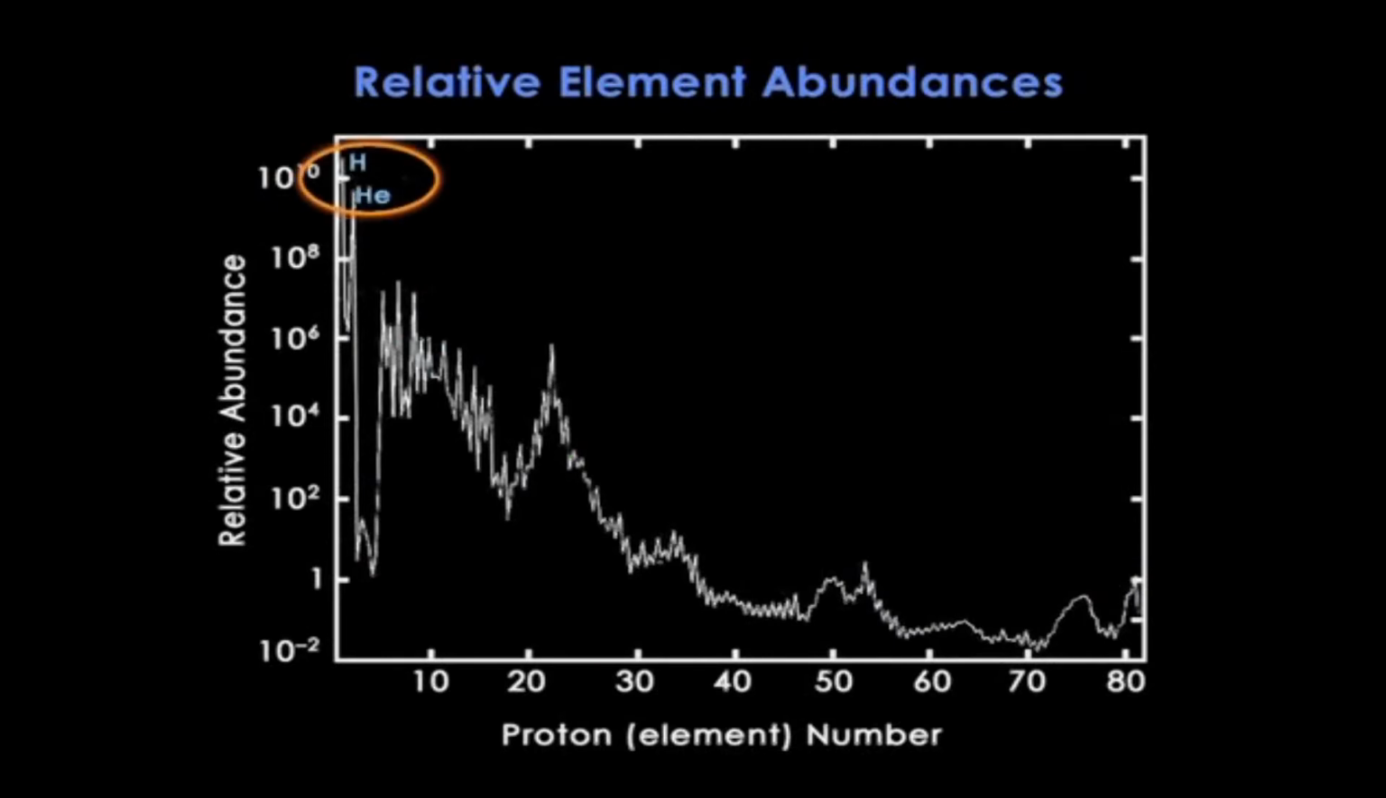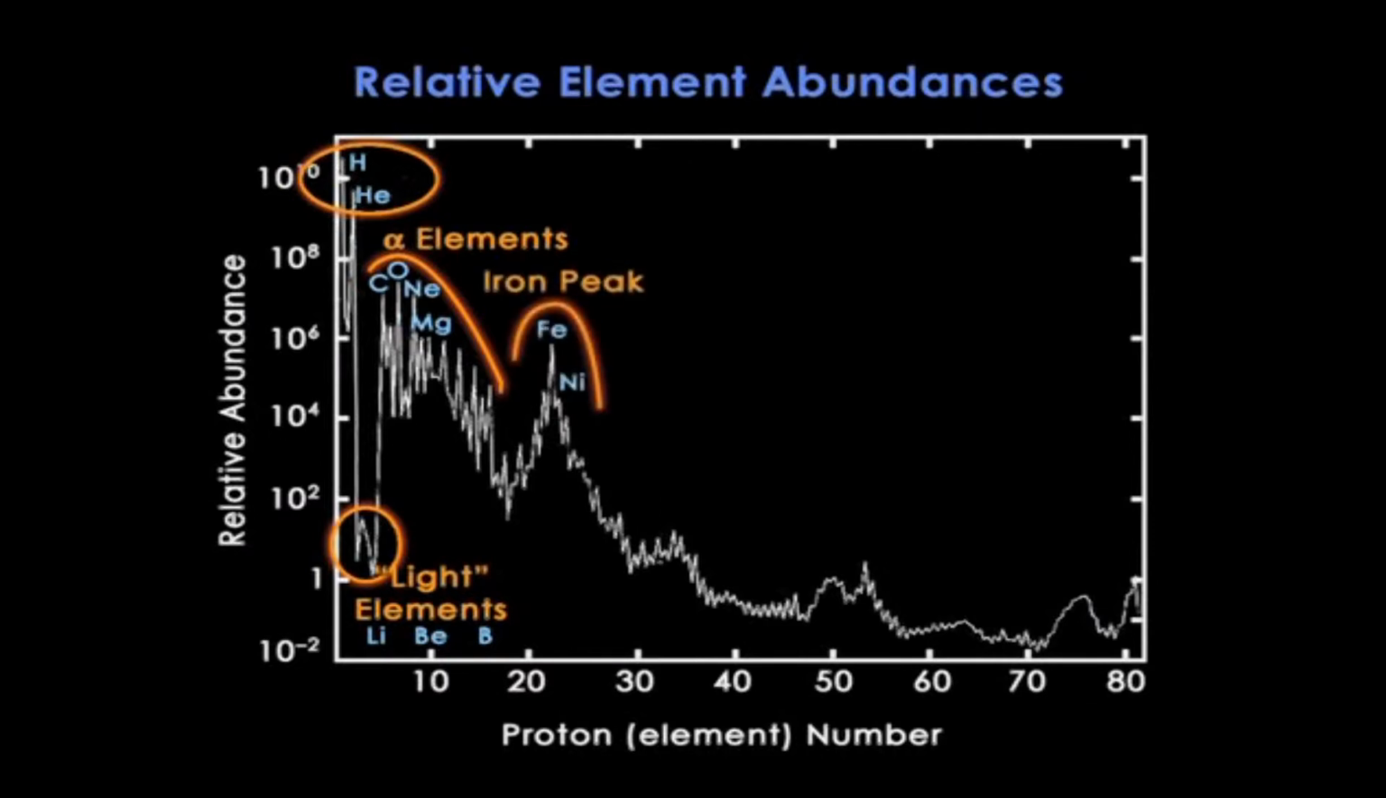Hydrogen and helium are by far the most abundant elements. Then there's a precipitous factor of 1 billion drop to the light elements, lithium, beryllium, and boron, that are extremely rare. Then comes what is called the alpha peak, with familiar elements such as carbon, oxygen, neon, and magnesium. Then another dip before a major peak, the iron peak, in which iron and nickel really stand out. From then on, it's a gradual decline to extremely rare elements.